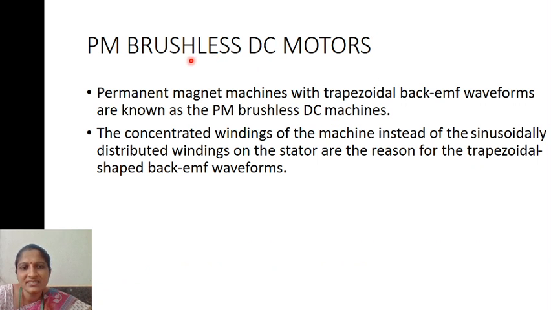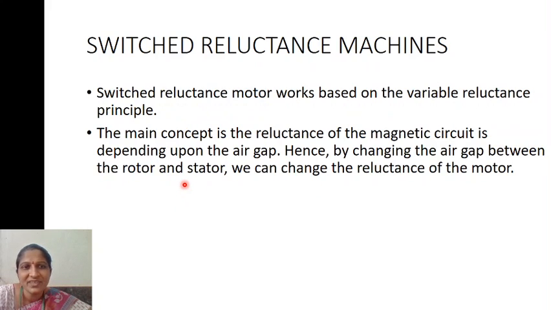Next, the second one is the trapezoidal permanent magnet motors, also known as permanent magnet brushless DC motors. Permanent magnet machines with trapezoidal back EMF waveforms are known as permanent magnet brushless DC motors. The concentrated windings of the machines, instead of sinusoidally distributed windings on the stator, are the reason for the trapezoidal shaped back EMF waveforms. And next one is switched reluctance machines.